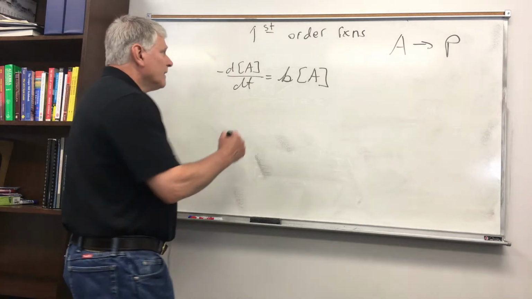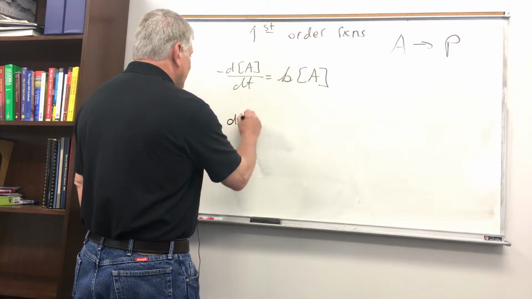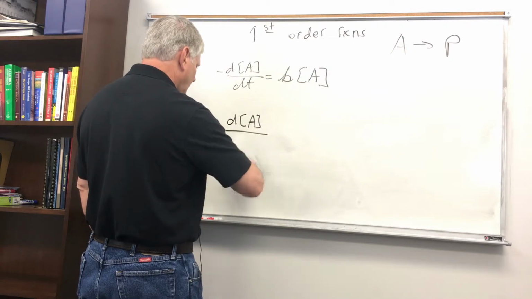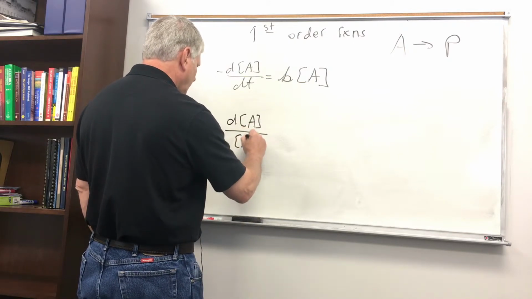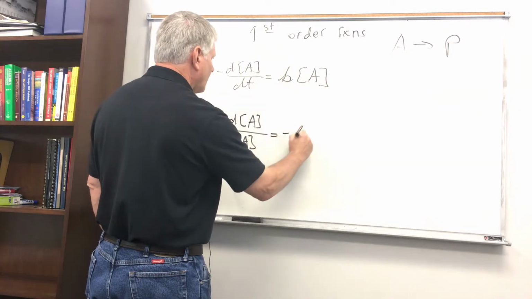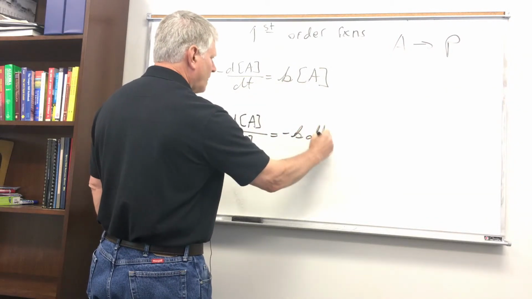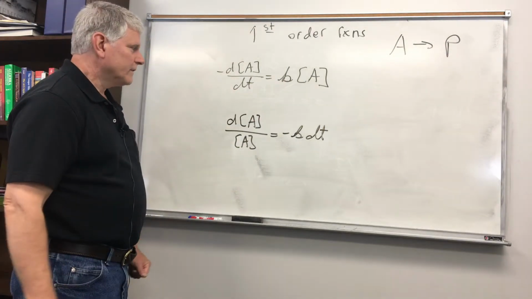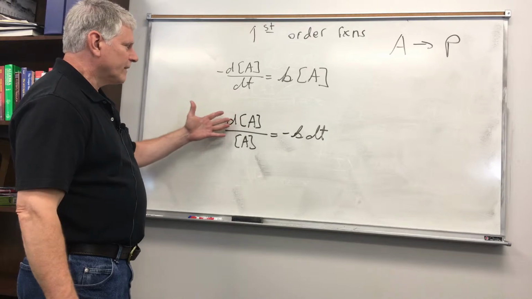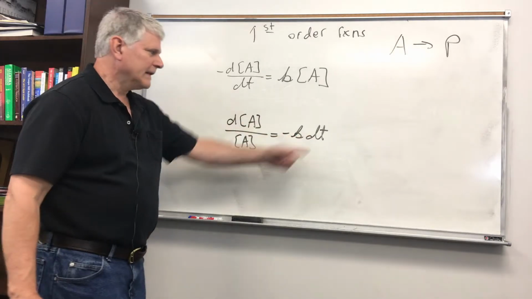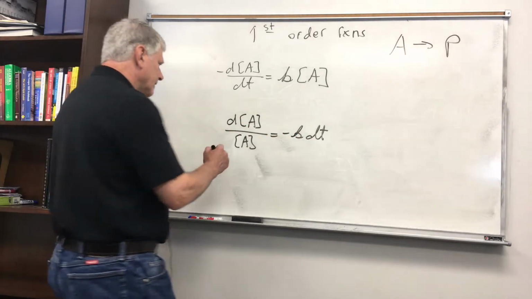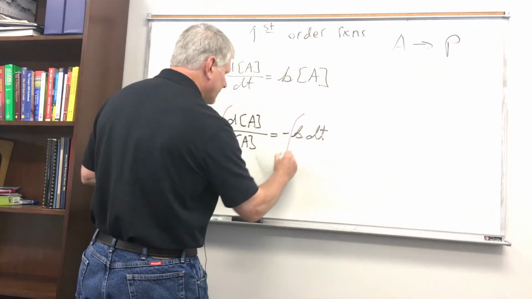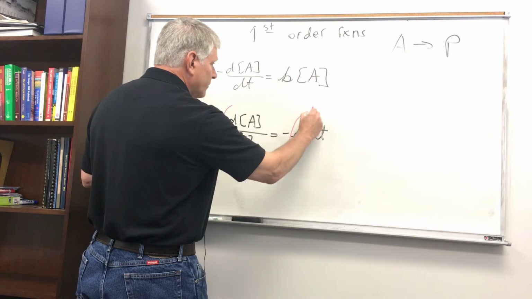reproduce it. So I'll get all the A's on one side of the equation. Then I have the A's on one side and the t's on the other. So this is called separating variables. I have the A's on one side, the t on the other. So now I can integrate this expression, and if I simply integrate, I'll integrate from 0 to t.